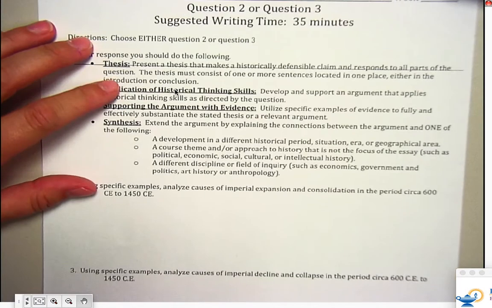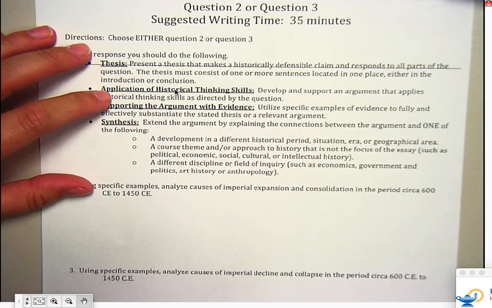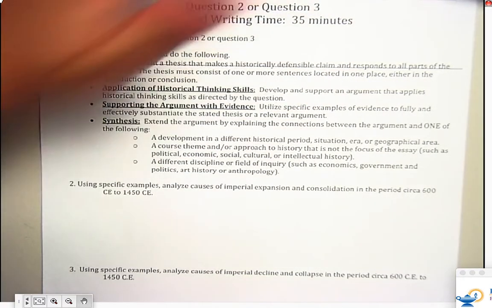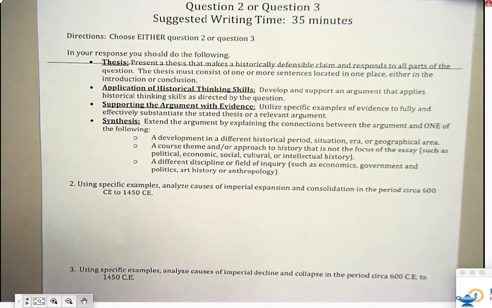So you need to write a thesis. You need to have application of historical thinking skills. You need to support your argument, and you need to have a synthesis. You need to pull it all together. Everyone on grit? All right. We have worked on all of these skills. We just haven't pulled them together in what looks like the long essay format. As we go through it, it's going to seem like, oh, we've done this before. It's not like a completely new thing.